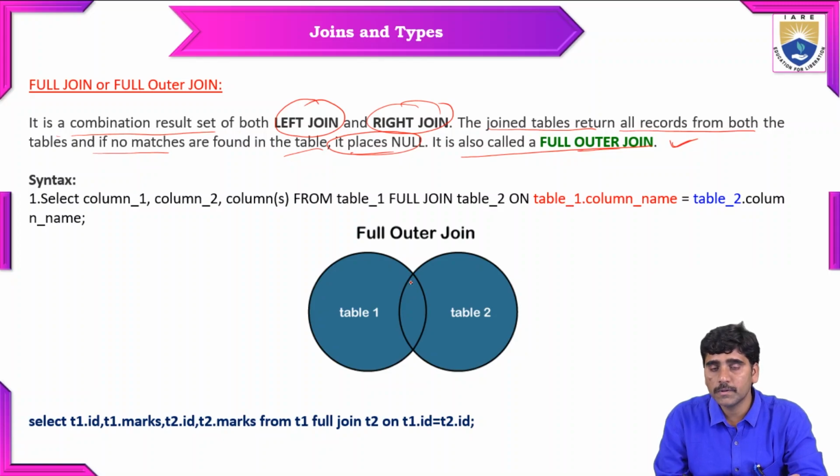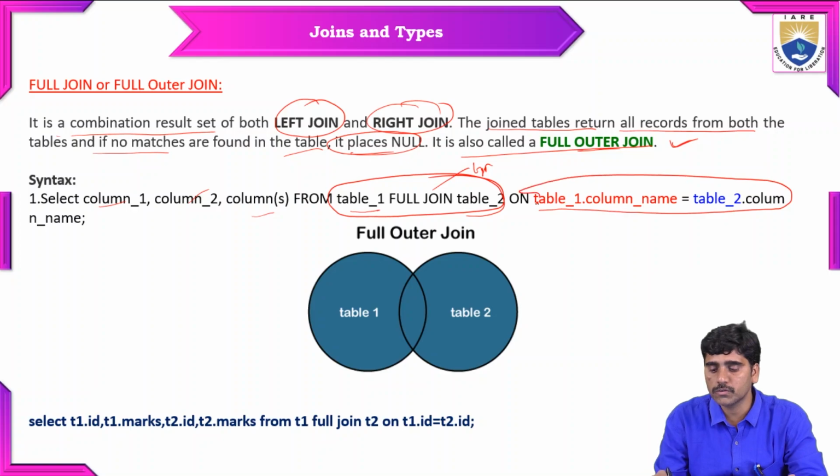So it displays what? All the common values or the columns will be displayed. Here: select column 1, column 2, up to columns from table 1 full join table 2. Here we are performing a join operation. Table 1 full join table 2, so this is the type of join. The ON condition is table 1 dot column name equals table 2 dot column name.